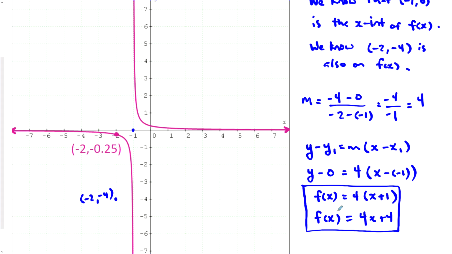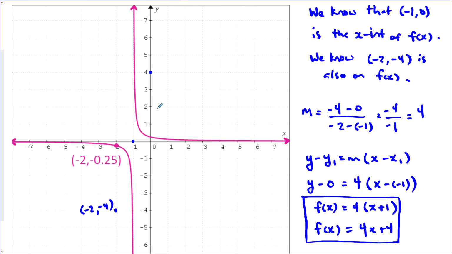Now we want to sketch it. It has a slope of 4 and a y-intercept of 4. There's a y-intercept of 4 and a slope of 4. We'd just like to sketch this linear line. And we know it's linear because there's only one x-intercept here.